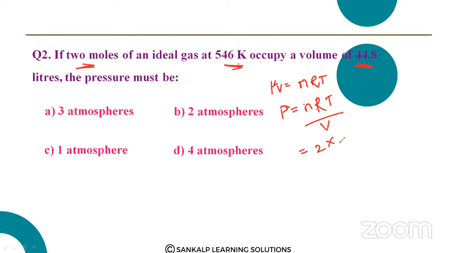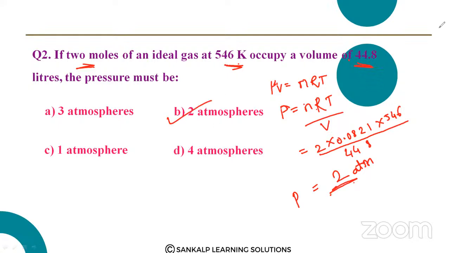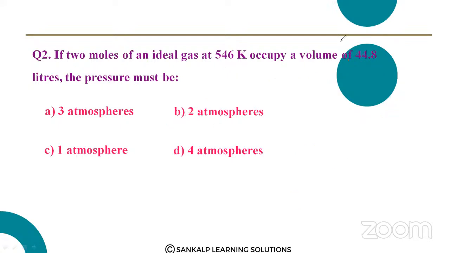So 2 into R, which is 0.0821, into 546. Temperature is given in Kelvin, so no problem. What is volume? 44.8. Just see what you get. By substituting, what will be the pressure? Pressure will be in terms of atmosphere, ATM. It comes to 2 atmospheric pressure. So B is the correct answer.